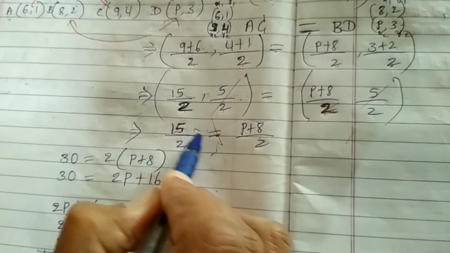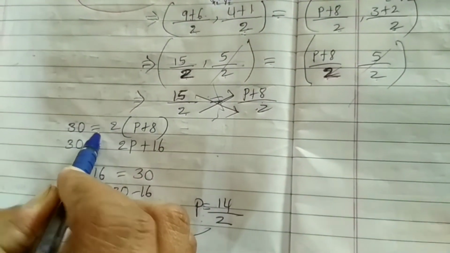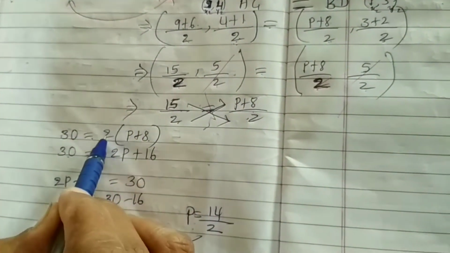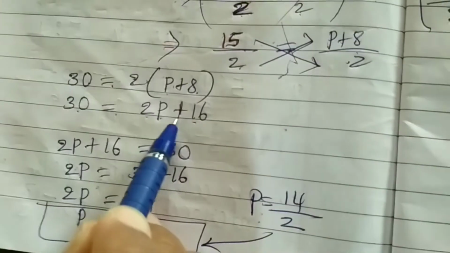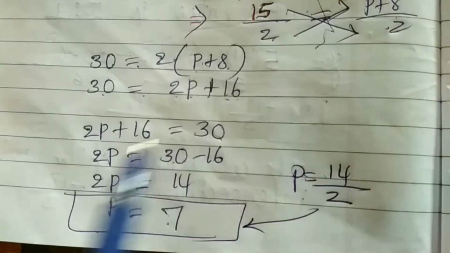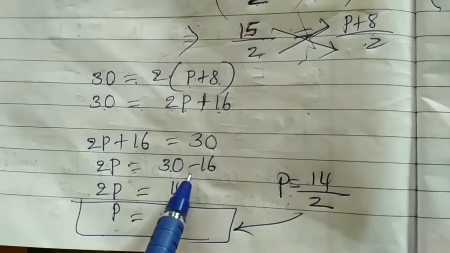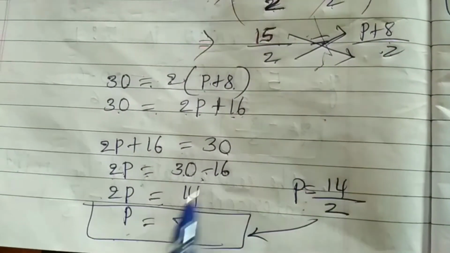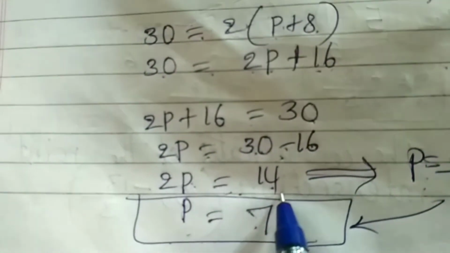We take the cross multiplication. 15 2s are 30 is equal to 2 into P plus 8. 30 is equal to 2 into P, 2P plus 8 2s are 16. So 2P plus 16 is equal to 30. 2P is equal to 30 minus 16, which is 14. 2P is equal to 14.